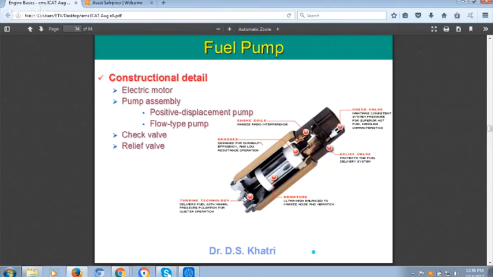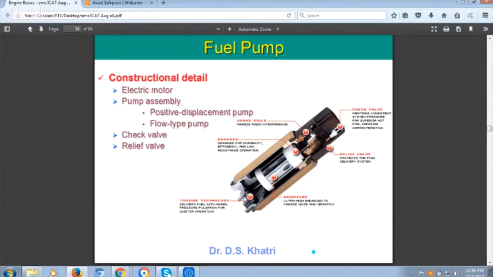Then we changed the material of that needle. Problem sorted out. So whenever you are developing technology locally, you have to make a lot of changes depending upon the environmental conditions, and depending upon the fuel availability and fuel quality also.